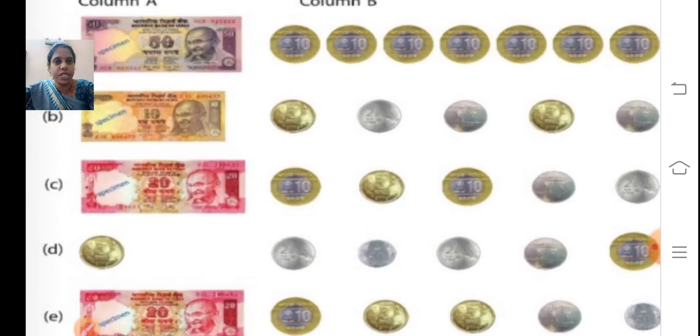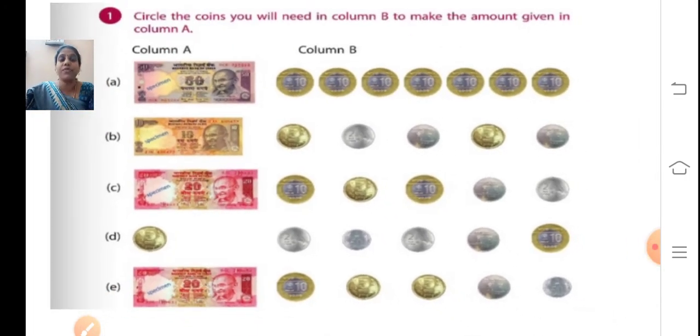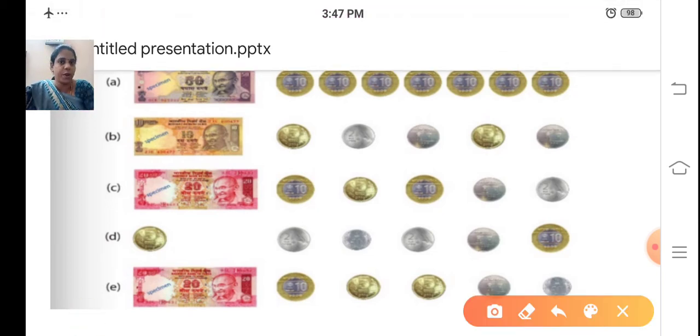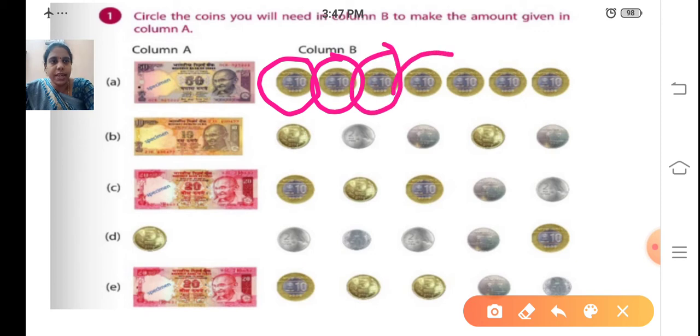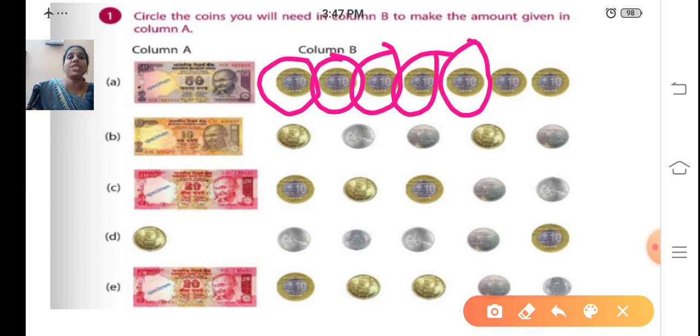See, just see what is the first question. Yes, 50 rupees. So, 50 rupees, how can you circle? How many coins do you have to circle for 50 rupees? This is a 10 rupee coin. Just see how many coins. So, shall we circle like this? 1, 2, 10, 20, 30, 40, 50. We got 50 rupees, isn't it? So, first one is 50 rupees.